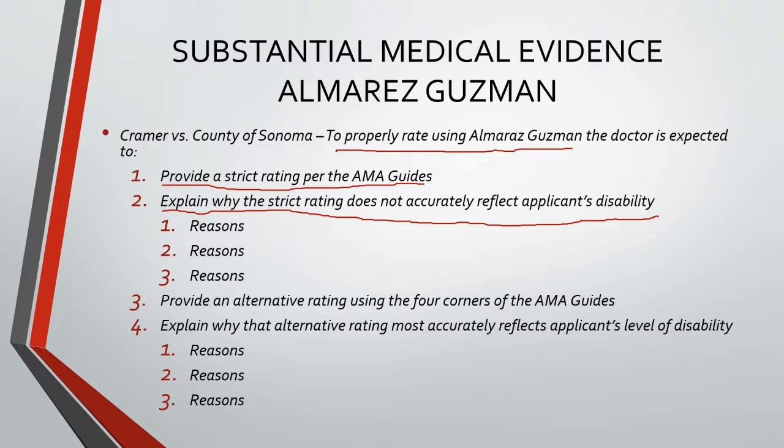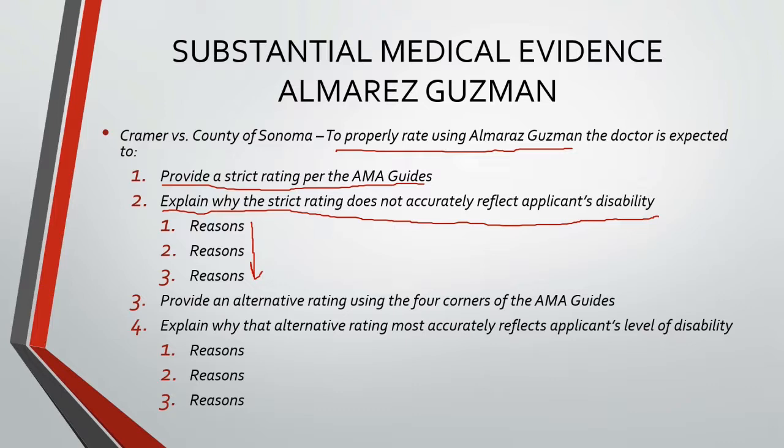Now, your reasoning why the strict rating is not accurate had better be good. It has to be good reasons. You need to have multiple, voluminous, and compelling reasons as to why the strict rating is not accurate. Now, more important than voluminous reasons are compelling reasons. I suggest that your reasons be voluminous and compelling.